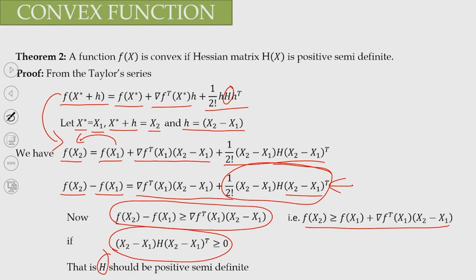Therefore, you can say that a function will be convex when H, the Hessian matrix, is positive semi definite. We can evaluate the Hessian matrix. We have already discussed how to check whether a Hessian matrix is positive definite, negative definite or positive semi definite. By looking at the Hessian matrix, you can tell whether your function is a convex function or a non-convex function. If it is positive semi definite, in that case the function is a convex function.